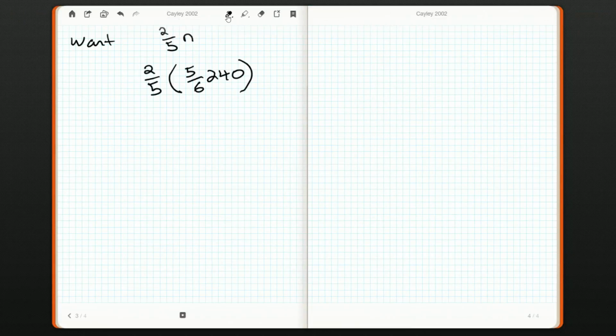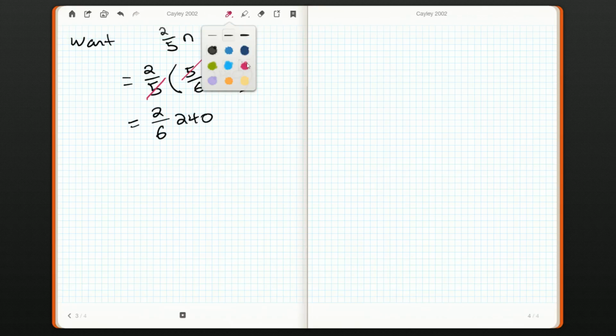Once we do that, well, now we have a single number we can compute, but more importantly, this 5 and this 5 will cancel each other out. And we'll be left with 2/6 of 240. But of course, 2 is even, and 6 is even. They both have a factor of 2, so we're left with 1 and 3.